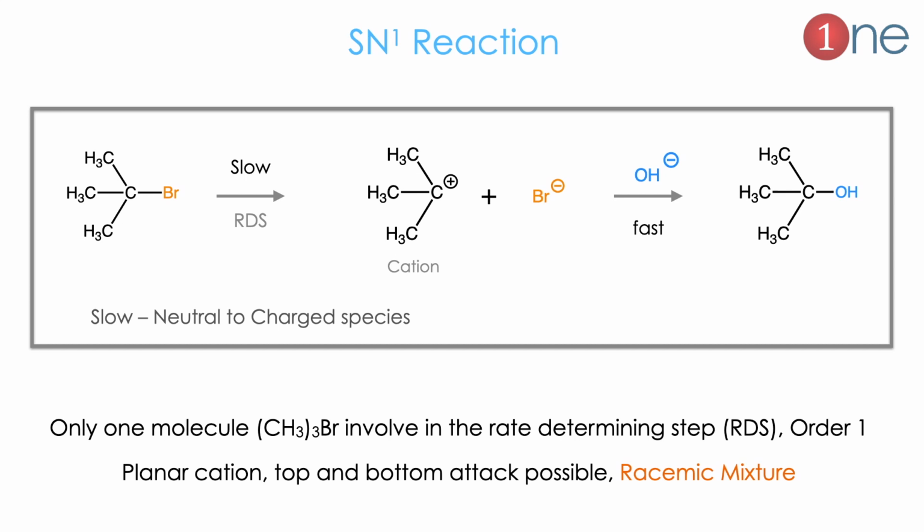Here substitution happened from bromine to OH, and the nucleophile is OH minus here. The important thing you should know is the carbocation is planar, so the product is always a racemic mixture. Racemic mixture means an equal combination of configurations. We will see the racemic picture very clearly.